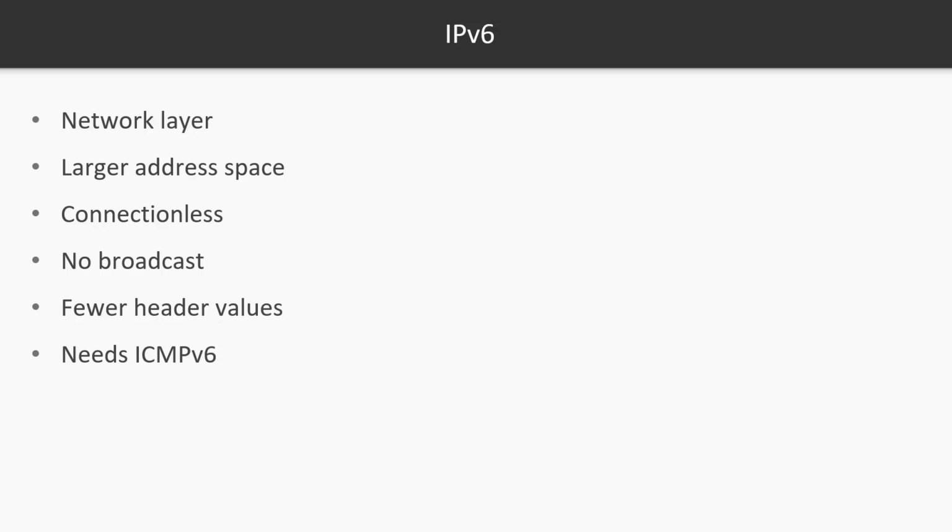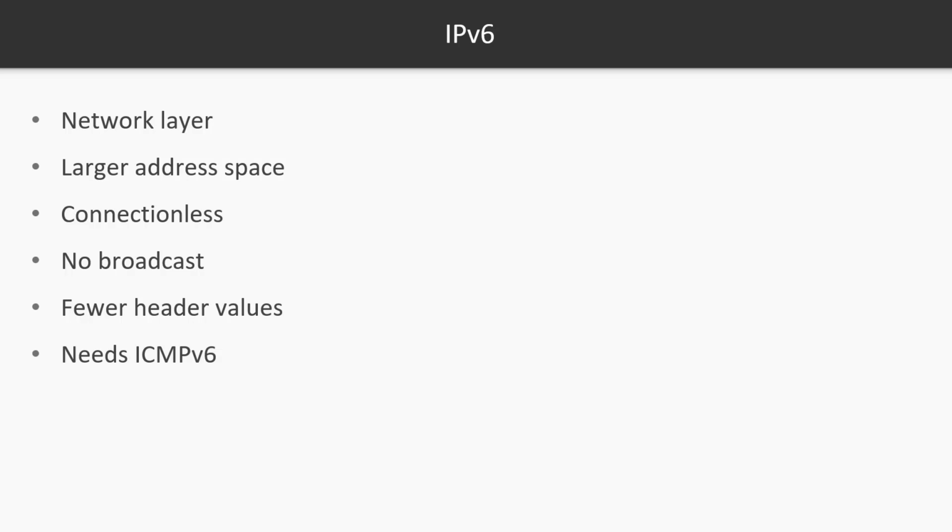IP version 6 is the new version of Internet Protocol, which is way better than IP version 4 in terms of complexity and efficiency. IP version 6 resides at the network layer, similar to IPv4. It has a larger address space compared to IPv4, in which the addresses are 128 bits compared to 32 bits. The addresses are represented in hexadecimal notation.